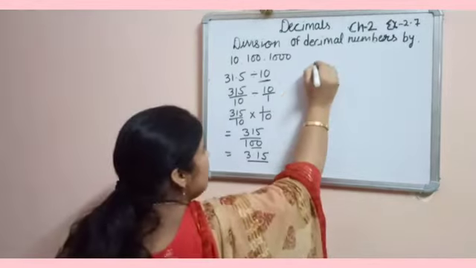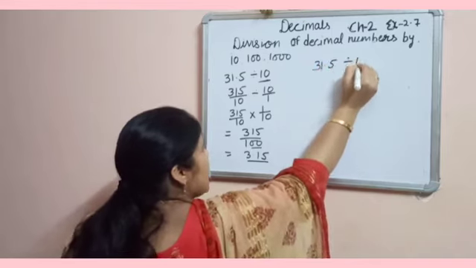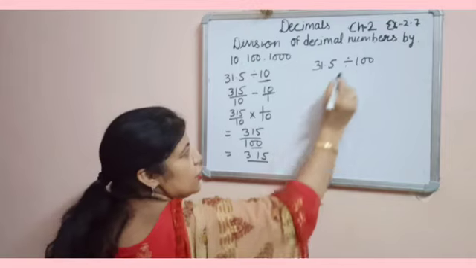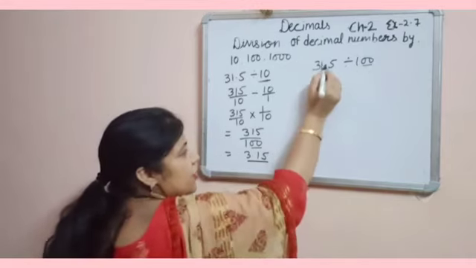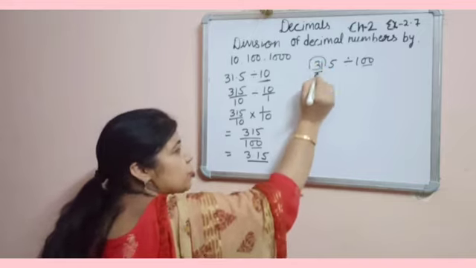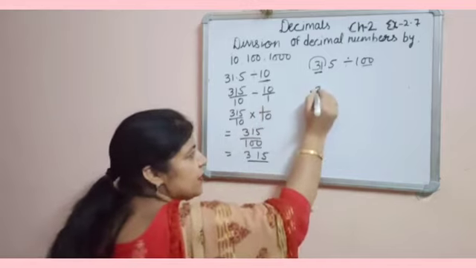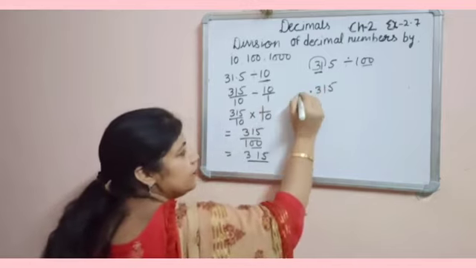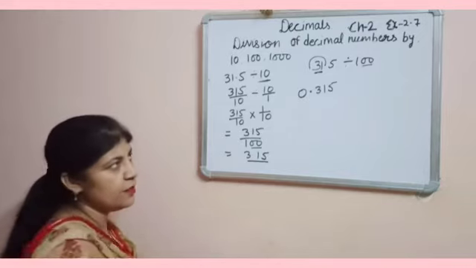If you will divide 31.5 by 100, so here are 2 zeros. So decimal will be shifted from here to here. Means 2 places left. It means decimal will be here. You can write the answer directly.